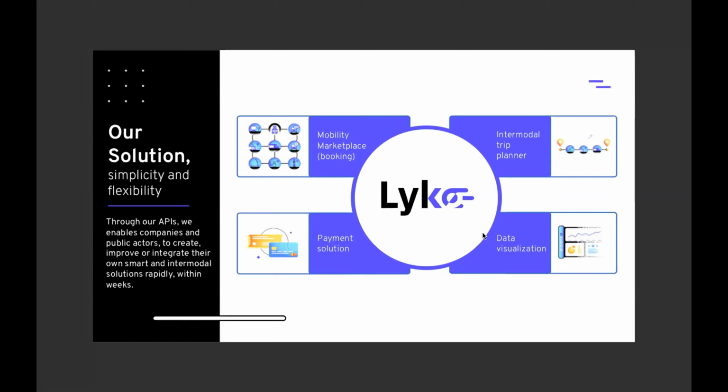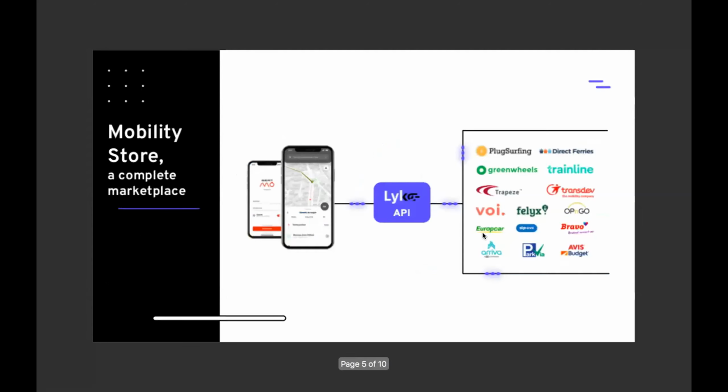I would also want to highlight the features of the MaaS platform, where we have the mobility marketplace, a smart algorithm that creates the intermodal trip planner, the integration of payment solutions, and the data visualization platform. LICO's USP is its mobility store that establishes a link with the sales and distribution platform or system of different mobility operators, ensuring that the end users have an option to plan and pay for their respective travel through one single platform.